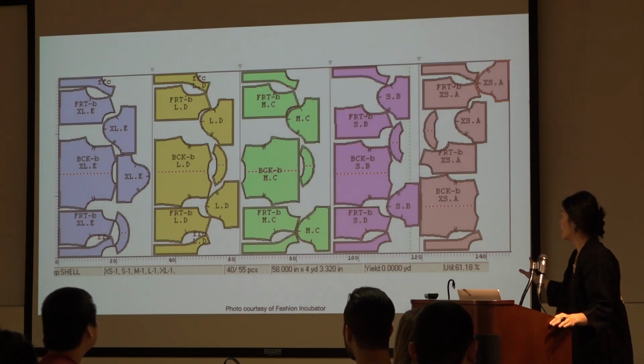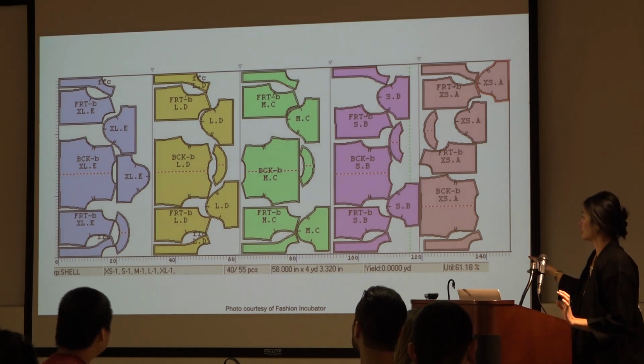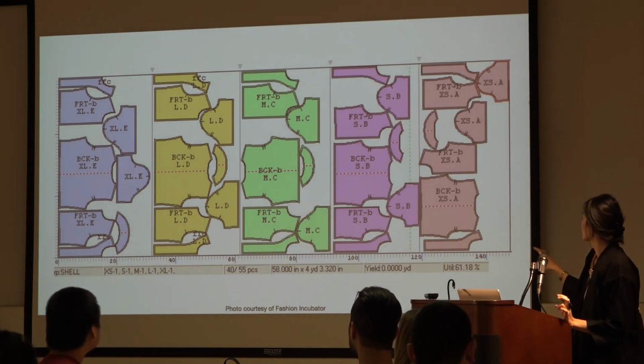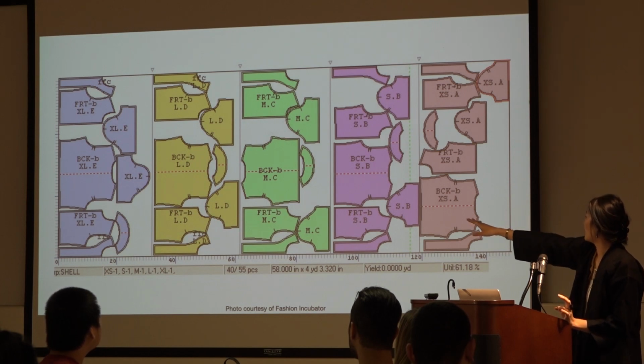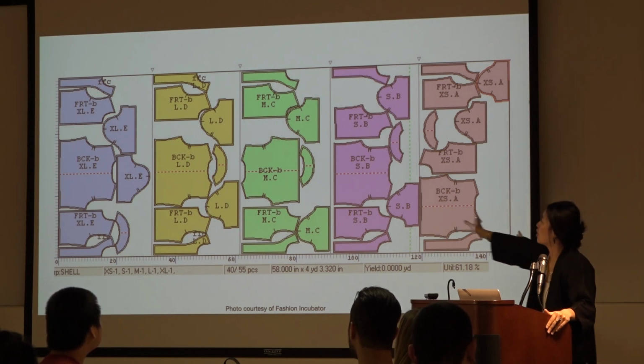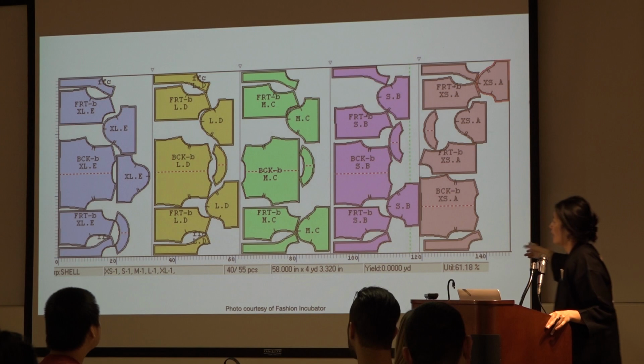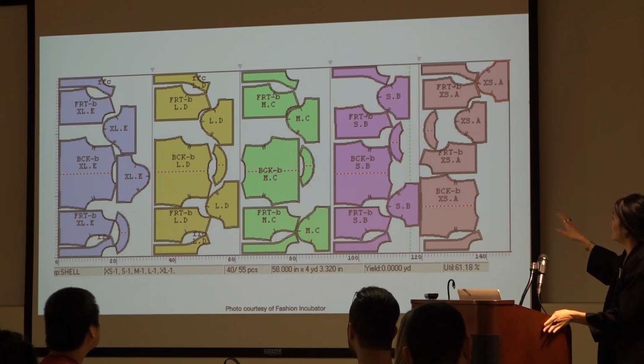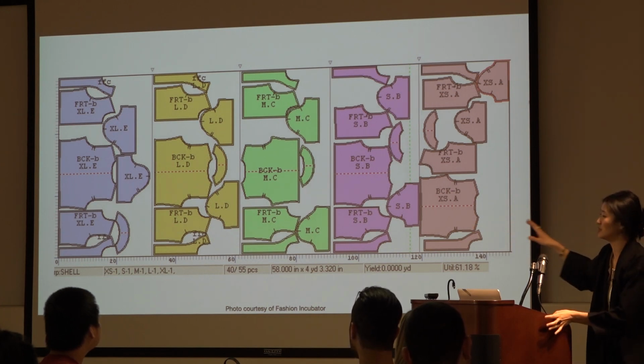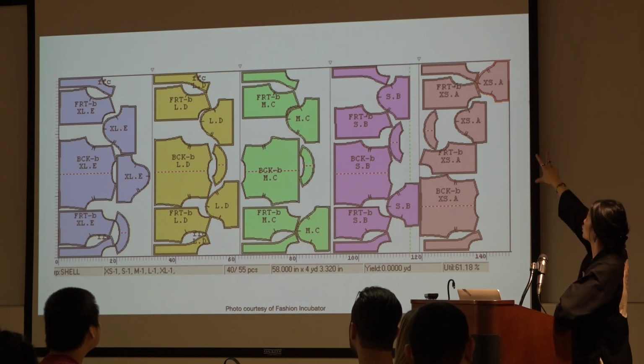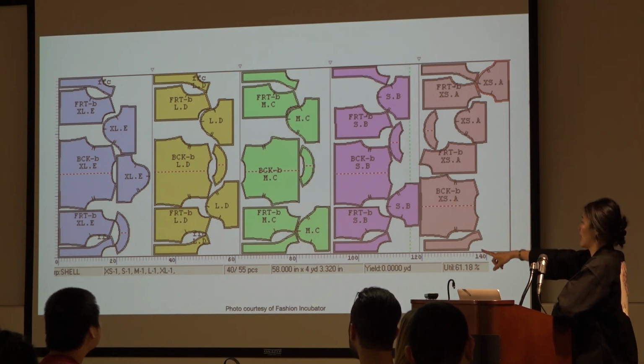So this is a CAD of what a garment industry pattern marker might look like. You can see that it's all separated by sizes based on the color, so extra small all the way to extra large. And the reason why it's beneficial for it to be separated like this is so you can clearly see all the corresponding components that go into a certain size.